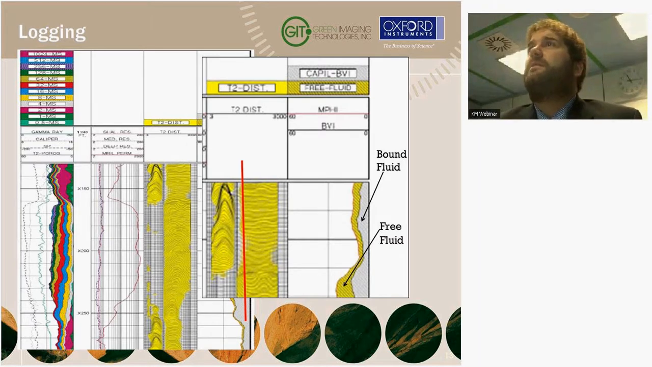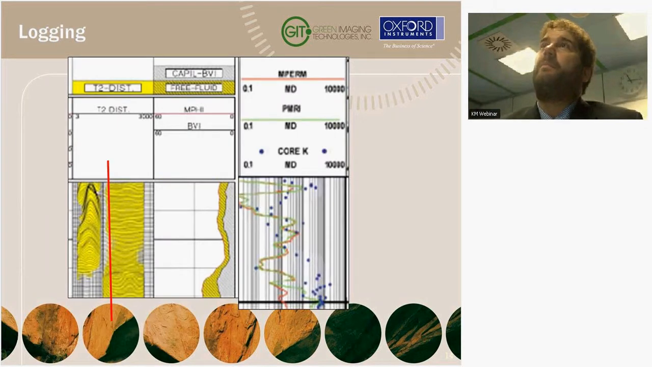A couple of logs, because you may have more experience viewing logs. I'll just show a real quick log here, and this is a T2 distribution. A very simple sandstone reservoir, I believe. What we're able to do is apply a cutoff, which is this red line, and we say everything over here is bound, everything over here is free. We then plot that on a trace, showing bound and free fluid, and apply the permeability relationships and predict permeability. And what we hope for is a good correlation between this and laboratory measurements.